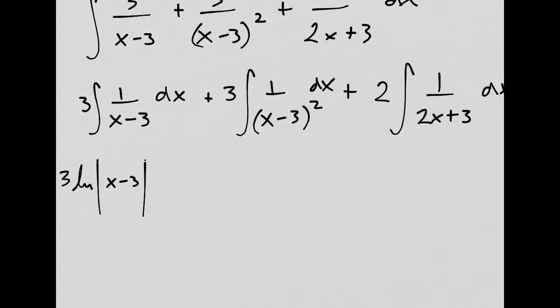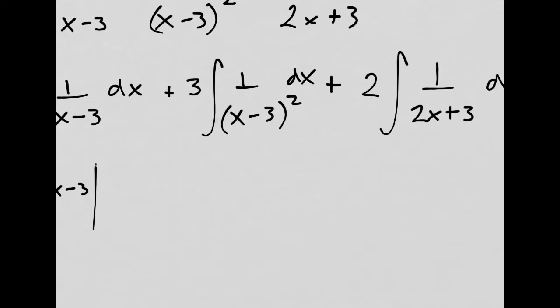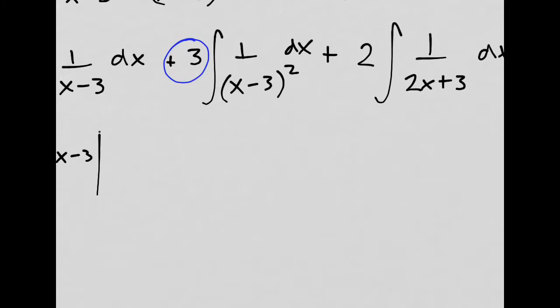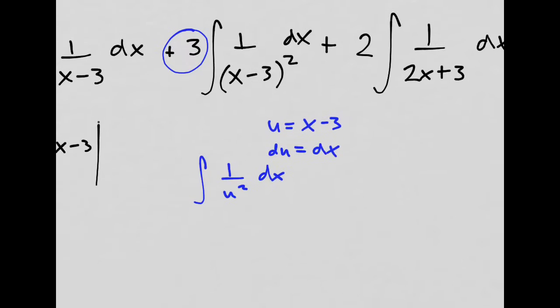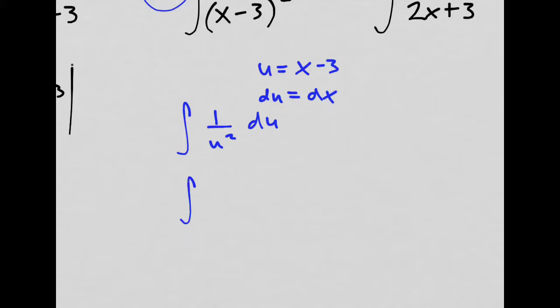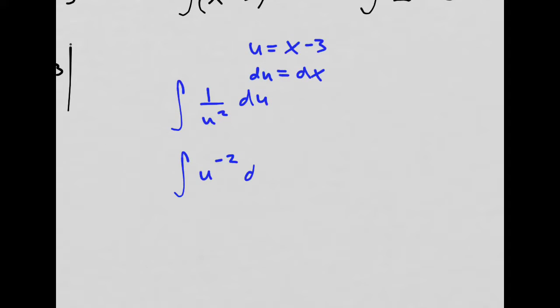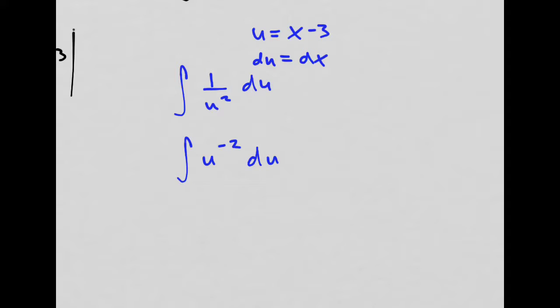But these next ones are a tiny bit different, so I'm going to do them in blue. So I'll circle the plus 3, because I'm going to ignore it, and I'm going to figure out this part. So I will say u equals x minus 3. I'm using u substitution. du equals dx. Oh, that's nice. So I have the integral of 1 over u squared du, right? Because those are the same, du and dx. And that's just the integral of u to the negative 2.